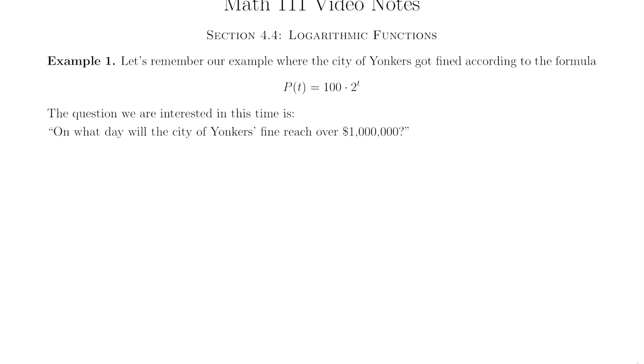Let's remember our example where the city of Yonkers got fined according to the formula P of t equals 100 times 2 to the t's power. So $100 was the initial fine on the very first day. We called that day 0. And then every day after that, the fine got doubled, resulting in the growth factor of 2. And so there we get the 2 to the t's power.